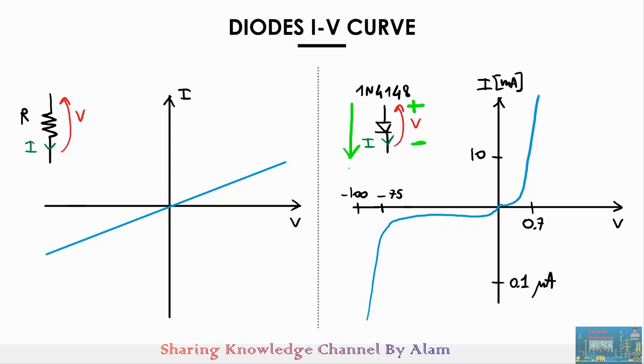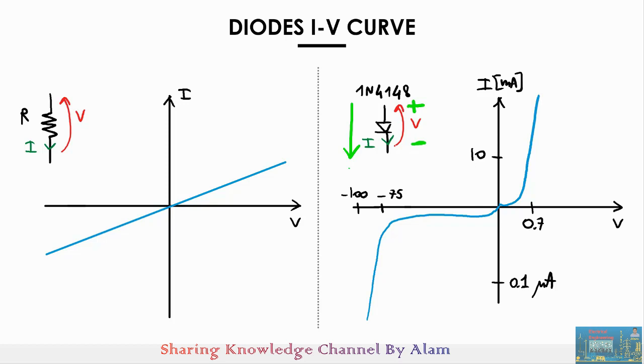By looking at the curve, first off, we can immediately say that this is not a linear curve. Linear relationships are always represented by straight lines, and this is everything but a straight line. So this component is not a linear component. Secondly, in order to study the curve better, we can split the graph in three different sections.